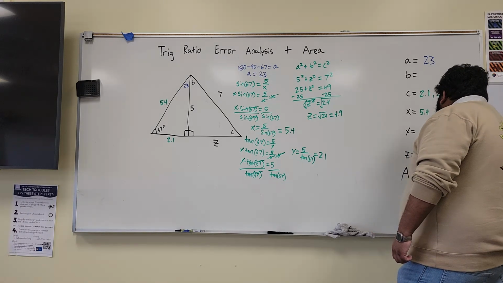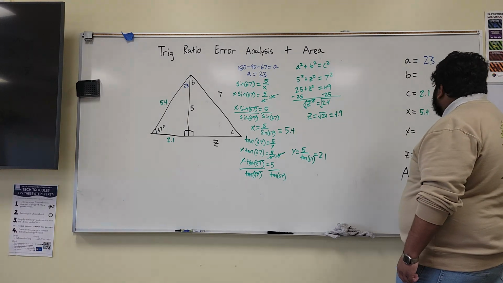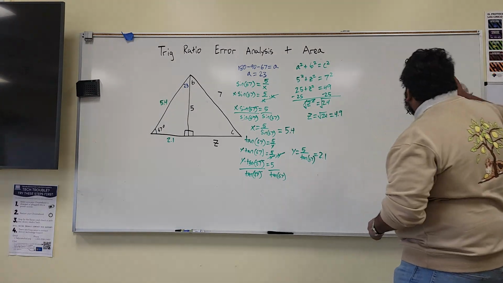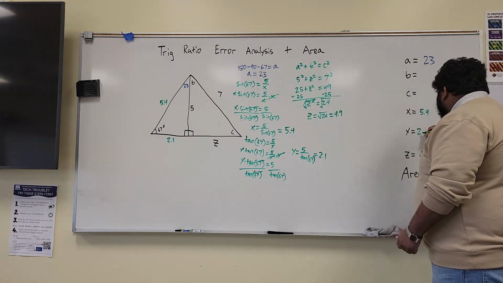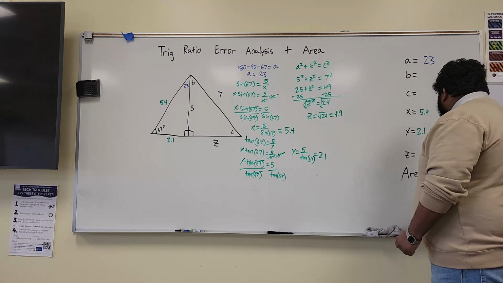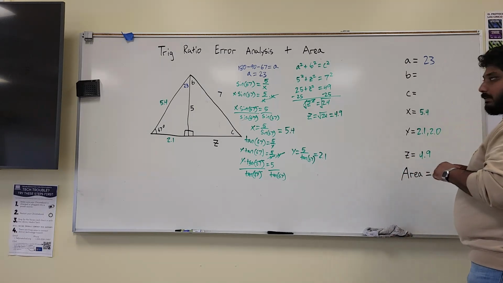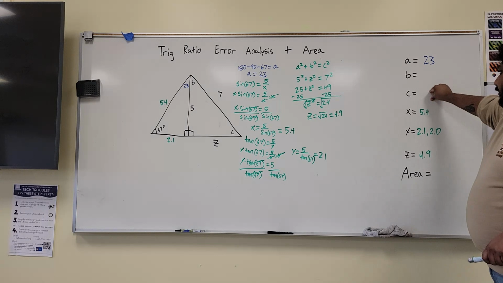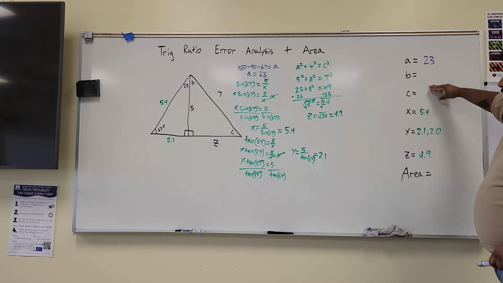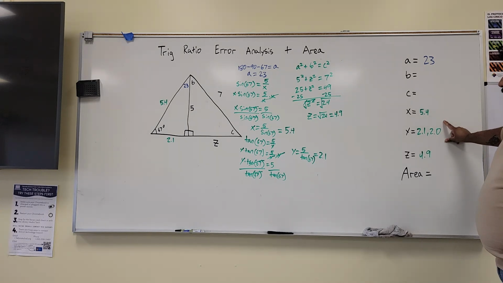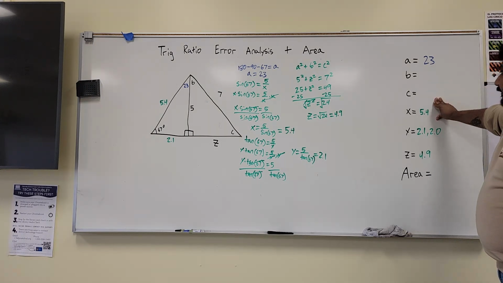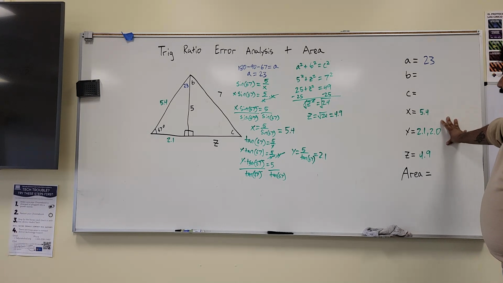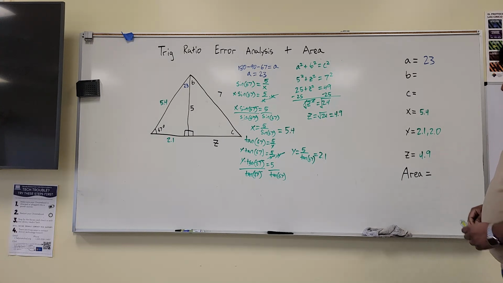Oh, I forgot to put y over here. Oh. Made a mistake, accidentally put the 2.1 and 2.0 where c was, so I just erased that. So this should be the correct position now for our values. We have a is equal to 23, x is 5.4, y is 2.1 or 2.0, and z is 4.9.